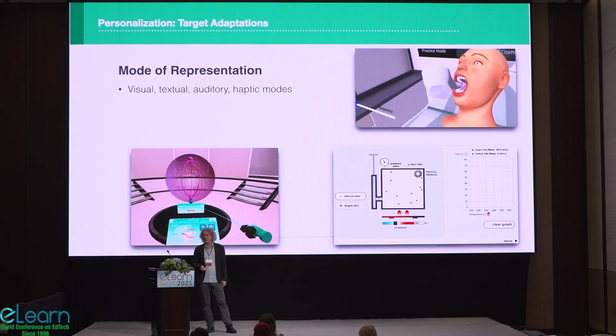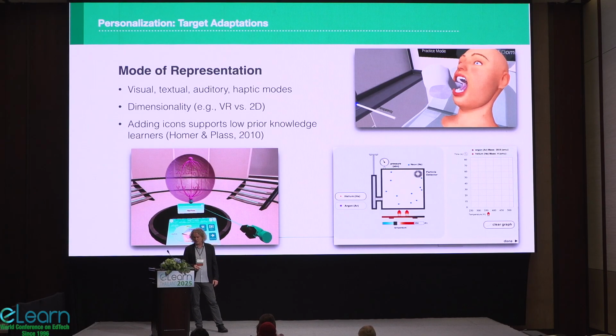We can change the mode of representation. We've worked with different representations in VR. We have visual, textual, auditory, haptic modes, dimensionality, etc. So there's a lot of things that we could change. And Bruce Homer back there has been doing some work with adding iconic representations to that, so that responds to your either development level or prior knowledge. But there's very little ATI research that would guide the question, when would I change my mode of representation?